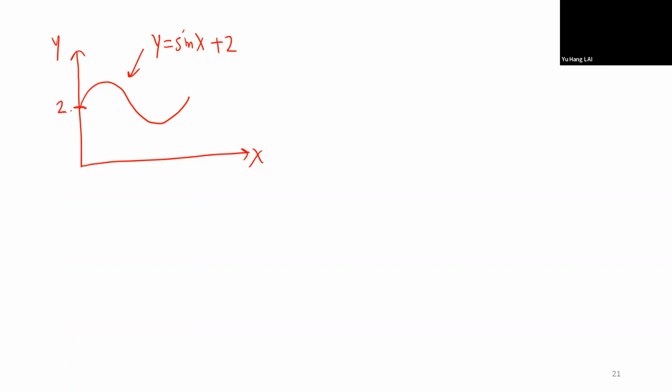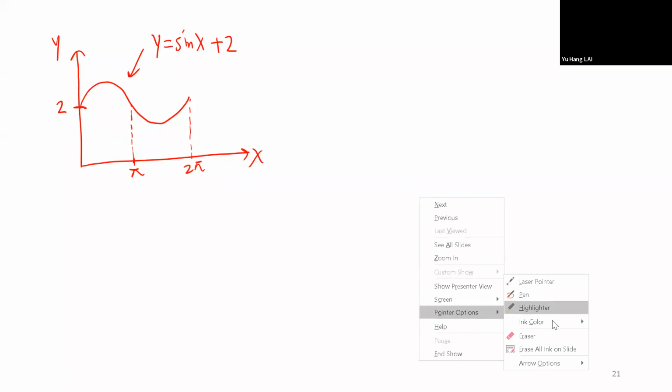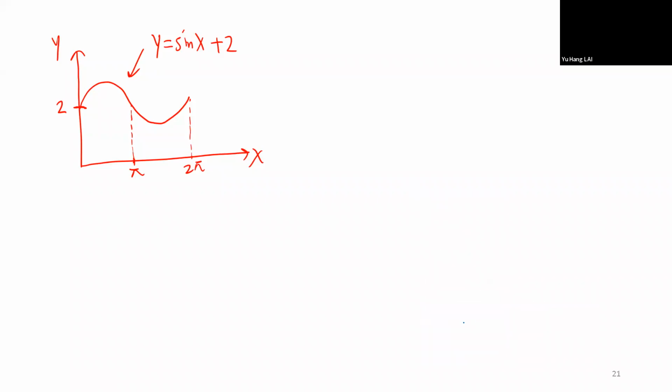So that means this is 2, and then this would be pi, and this would be 2 pi. Now suppose I want to have an integration region over here. Suppose this is my integration region. In this case, how will you cut this region? Will you cut it vertically or horizontally? Which one is more convenient? Vertically is more convenient.